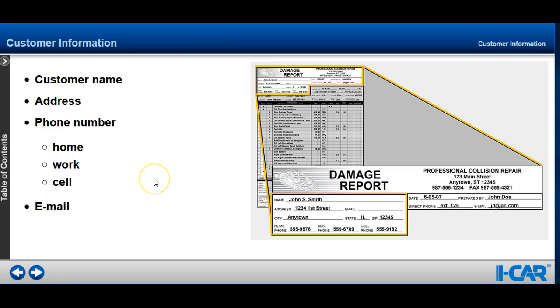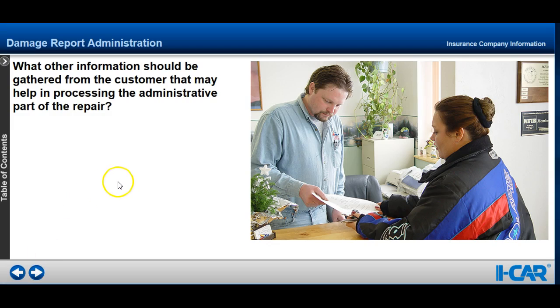A completed damage report should contain complete identifying information about the vehicle owner or customer. Also, what else do we need to know about? We need to talk to these people, find out what's going on, don't we?